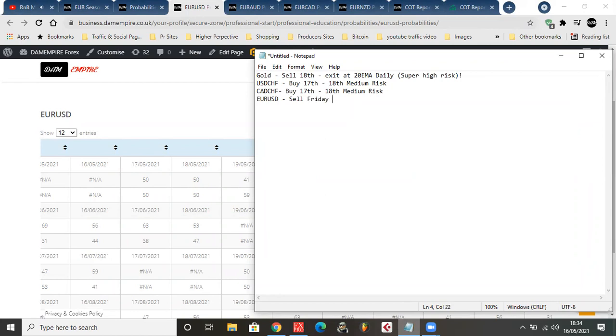I would exit on Friday as well because there'll be a pullback after the dump, guaranteed. So, I call it medium. It's not the 3 days that I like, so I'll just go to medium risk.